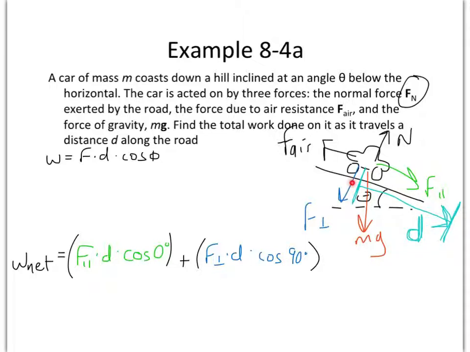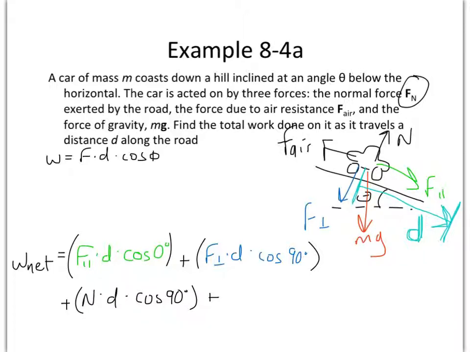The third force that is working right here. Let's do normal force. Normal force times distance d times the cosine of the angle between them, which is, oops, I meant to write a phi right there. I'm just going to write in the actual angle. What is the angle between the normal force and the distance? It's 90 degrees. And that, too, is going to go away because cosine of 90 is 0.